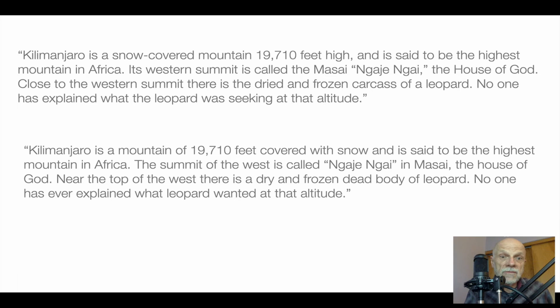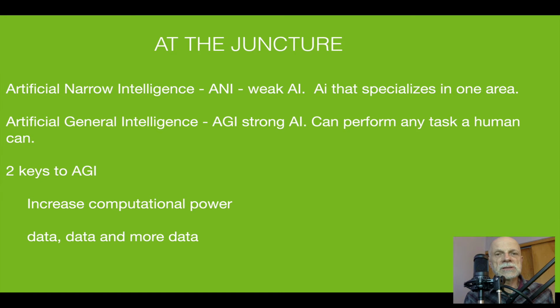So you see that it's phenomenally better than that previous version, all due to that deep learning and all due to this phenomenal exponential growth in the quality of artificial narrow intelligence. So we're at this junction. We have this artificial narrow intelligence, ANI, weak AI, and we're moving toward artificial general intelligence or strong AI. And there's two keys to this. One is computational power, and the other is just lots of data, and more data.